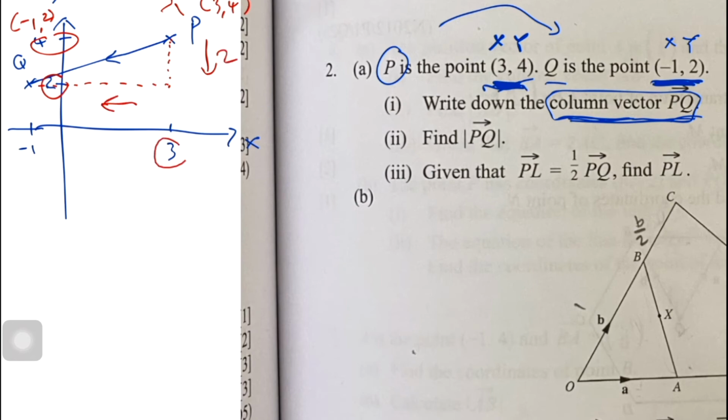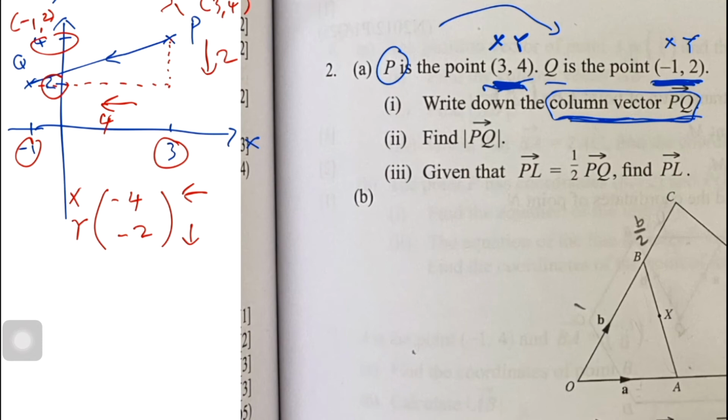4 steps. So your column vector will be x value -4, y value -2. This is an instruction. -4 means move left 4 steps. Then -2 means move down 2 steps. Because this is the x value, this is the y value for a column vector.